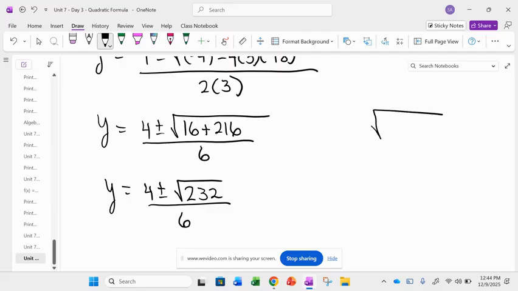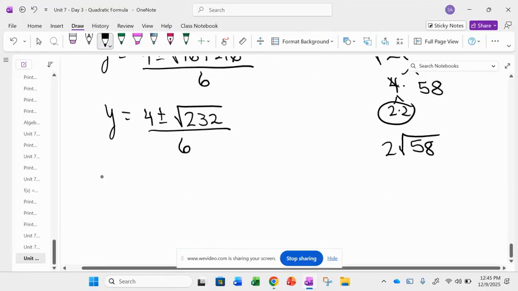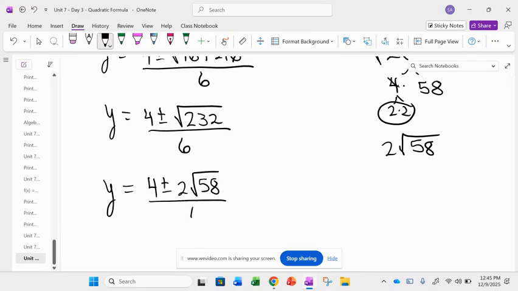It's an even number. You should at least try. And when we have 232, 4 actually goes into it. So it's 4 times 58, and then 4 becomes 2 and 2. No point in breaking up the 58, because when I break up the 58, it becomes 2 and 29. Any pairs I can get from that? No. So we just end up with 2 root 58. So now we're going to have y is equal to 4 plus or minus 2 root 58 all over 6.